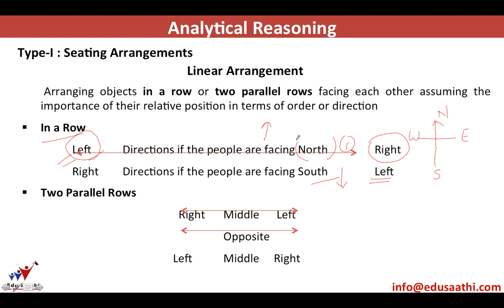So make sure you read in a question where the people who are sitting are facing. Why is this important? Because this will determine where their left and right are. The second type of question could be that they are sitting in two parallel rows. Few people would be sitting in this row, few people would be sitting in this row, and they'll be facing each other. This row will be facing towards north, this row will be facing towards south. People who are facing north, their left is your left, their right is your right. People who are facing south, their left is opposite to your left, and their right would be opposite to your right. So this is how you make a skeleton.